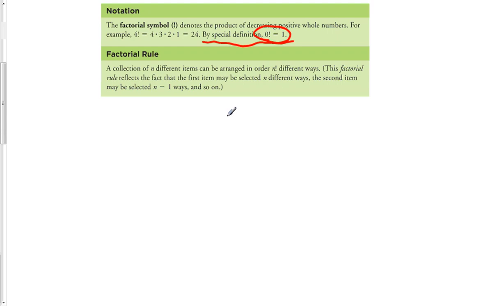The factorial rule is what happens when you restrict the fundamental counting rule with that restriction that there's no replacement. The fundamental counting rule works with replacement. The factorial rule is the fundamental counting rule but without replacement. All right, so let's take a look at an example of that.